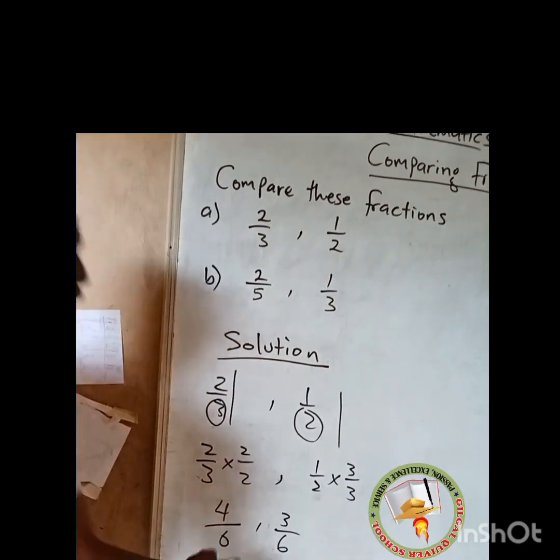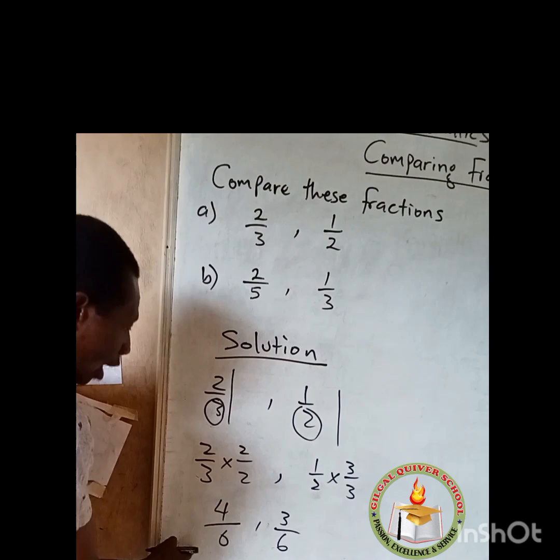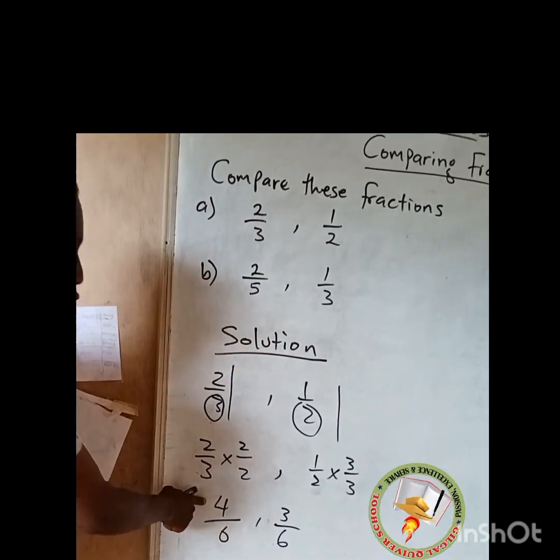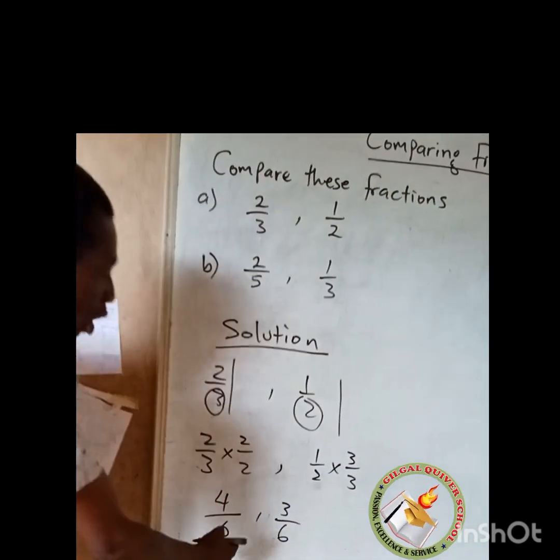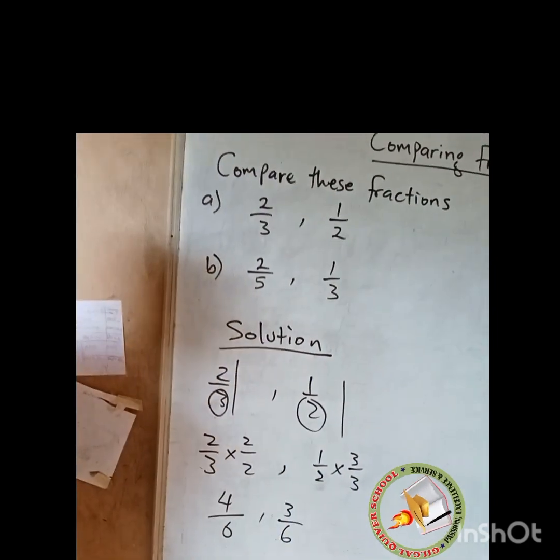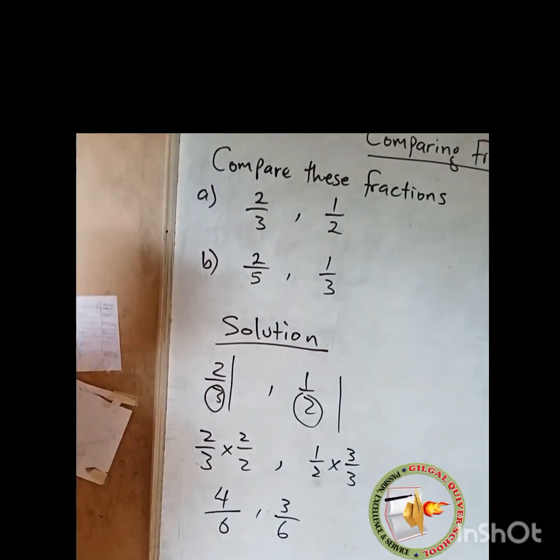So when two fractions have the same denominator, the one with the bigger numerator is the bigger fraction, and the one with the smaller numerator is the smaller fraction.